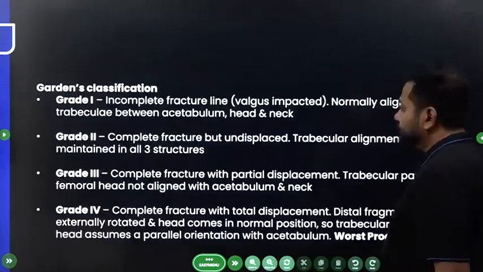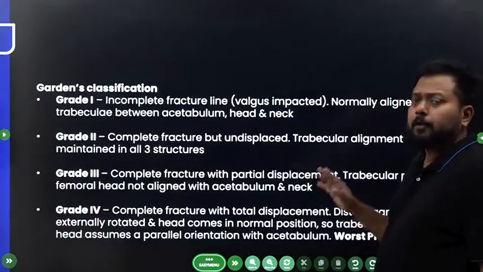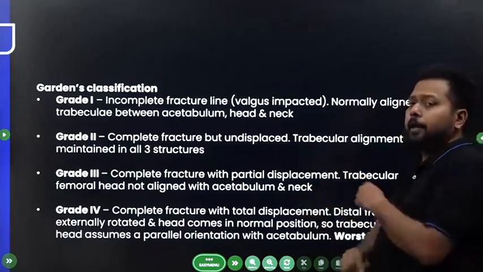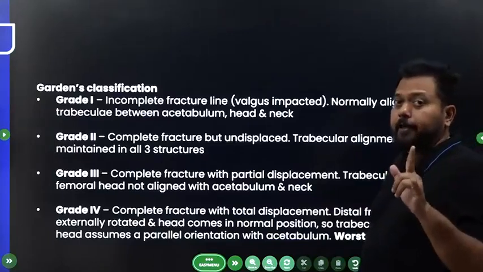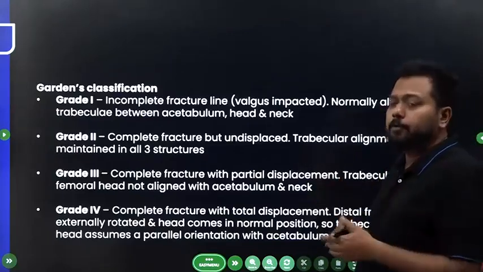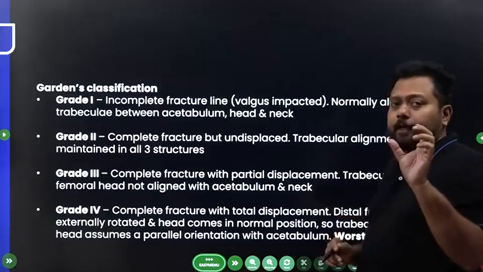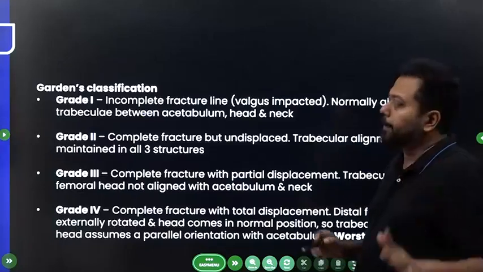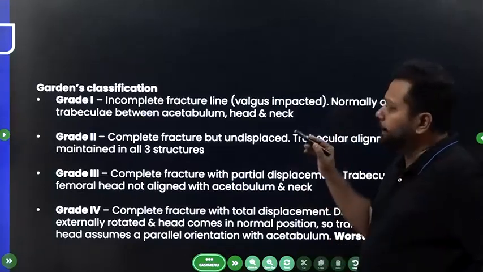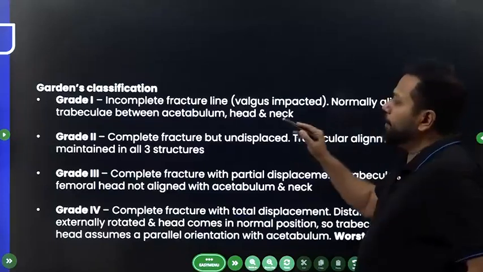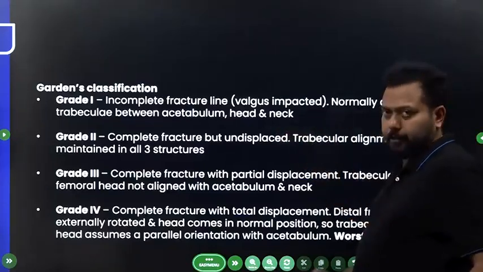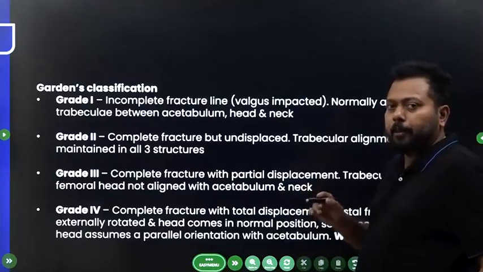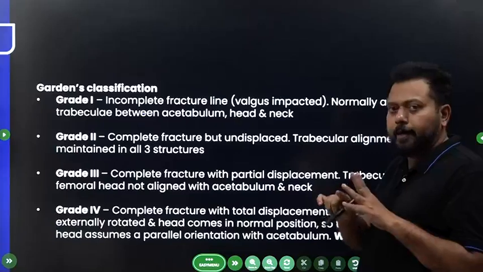Okay. So, the fourth important classification system is called Gordon's classification. Kindly please note these points. Everything I have already discussed in detail. This takes into consideration how the fracture line is, whether it is complete, displaced or not. Number two, the trabecular pattern. Grade 1 means incomplete fracture line. Normally there is a line of trabecula between the acetabulum, head and neck. There is a trabecular pattern system. The alignment should be normal between three structures: acetabulum, head and neck.